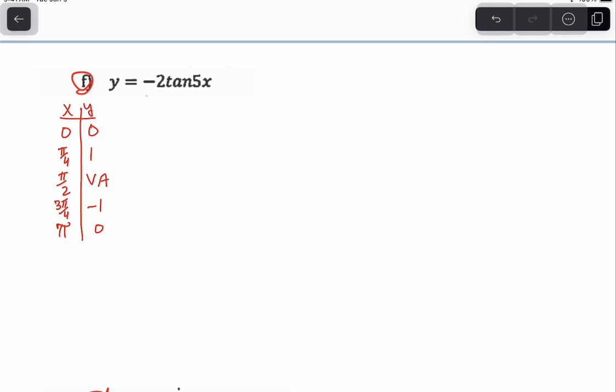There is an amplitude or a stretch of that -2 in front. So what does that -2 do? Well, that -2 is going to flip it, and it is going to make it stretched by a factor of 2. That is going to affect your y values. Now, that's the only thing on the outside of the function, so that's the only thing that's going to affect our y values. So we can look at our y values right now. If we go ahead and multiply all the y values by -2, we get 0, -2, a vertical asymptote, +2, and 0. So that outside stuff always affects your y values.